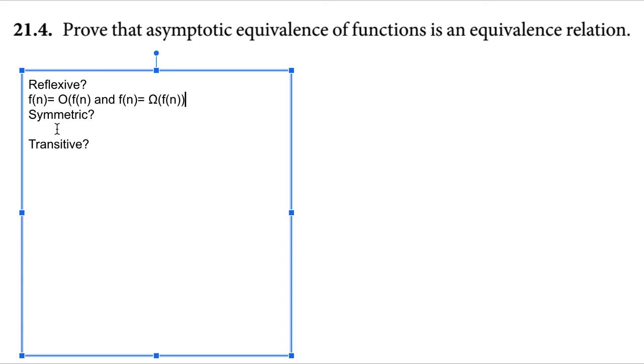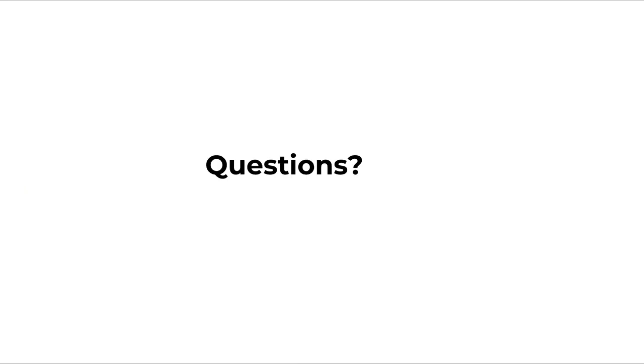For symmetric, you would have to take f(n) and g(n). You would assume f(n) is an element of big O of g(n), and the other way around, to show that it is true for both of them, and hence for the transitivity. And this is the end for this week's section.